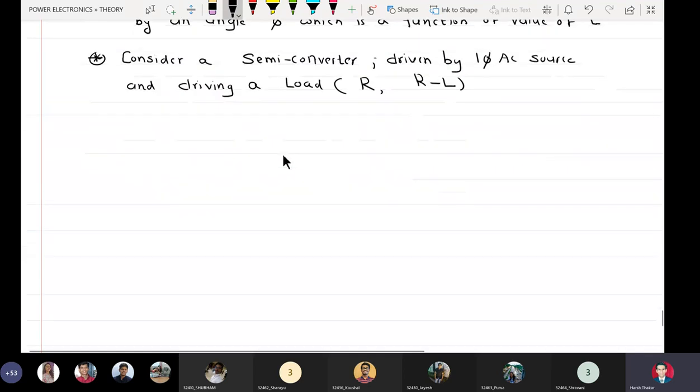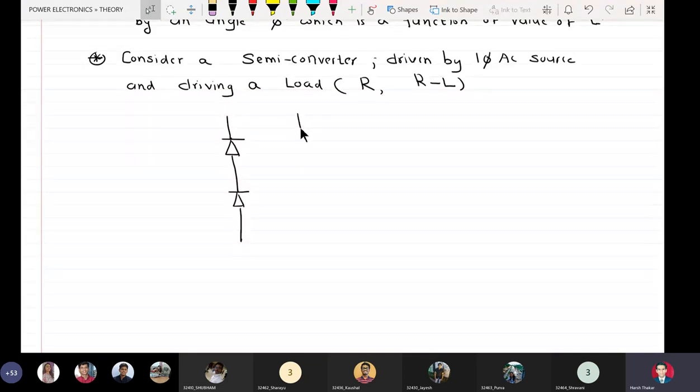The semi-converter circuit looks like this. All of us know that this is a bridge rectifier, uncontrolled, wherein all four devices are diodes, that is, uncontrolled devices.